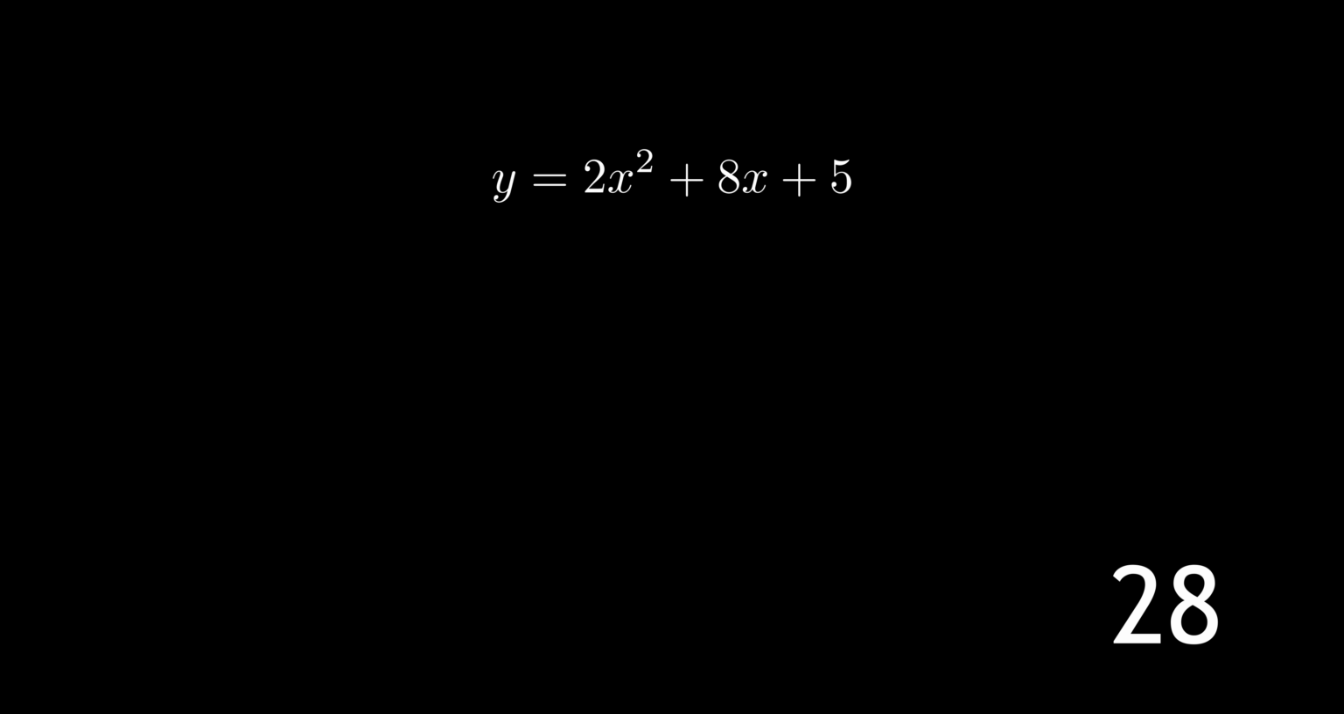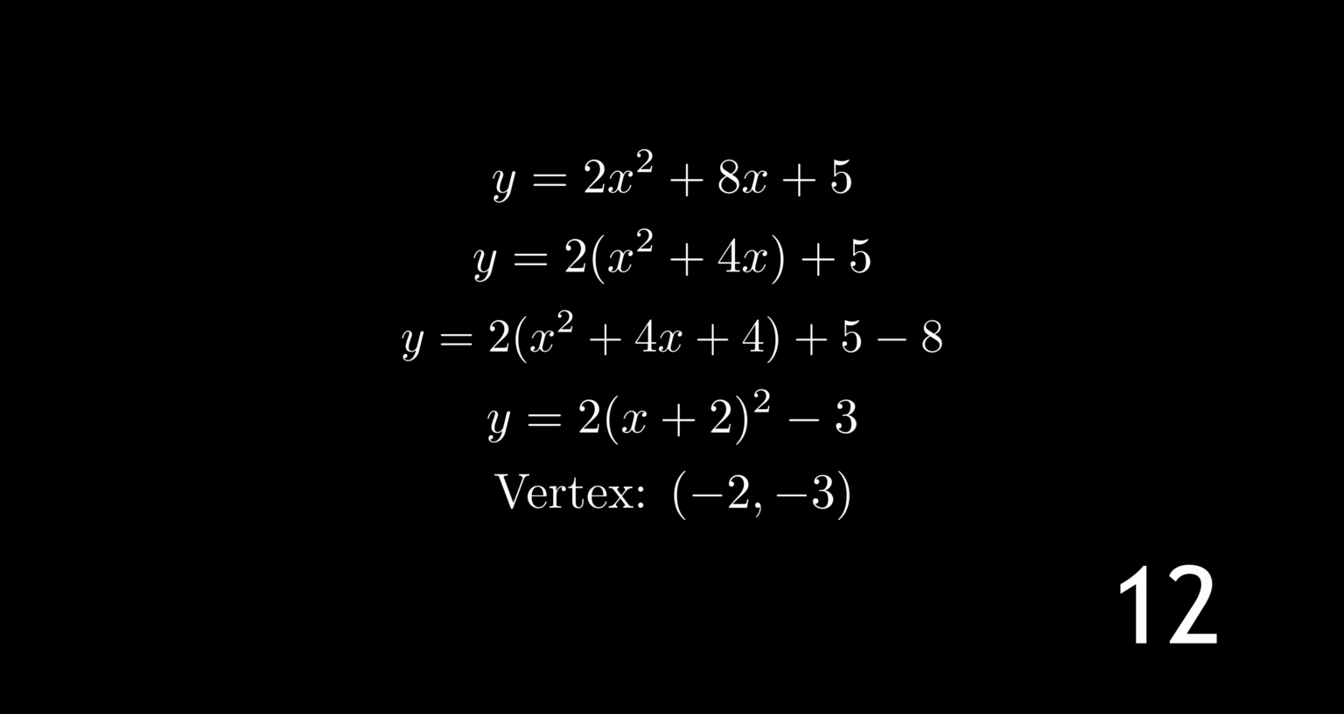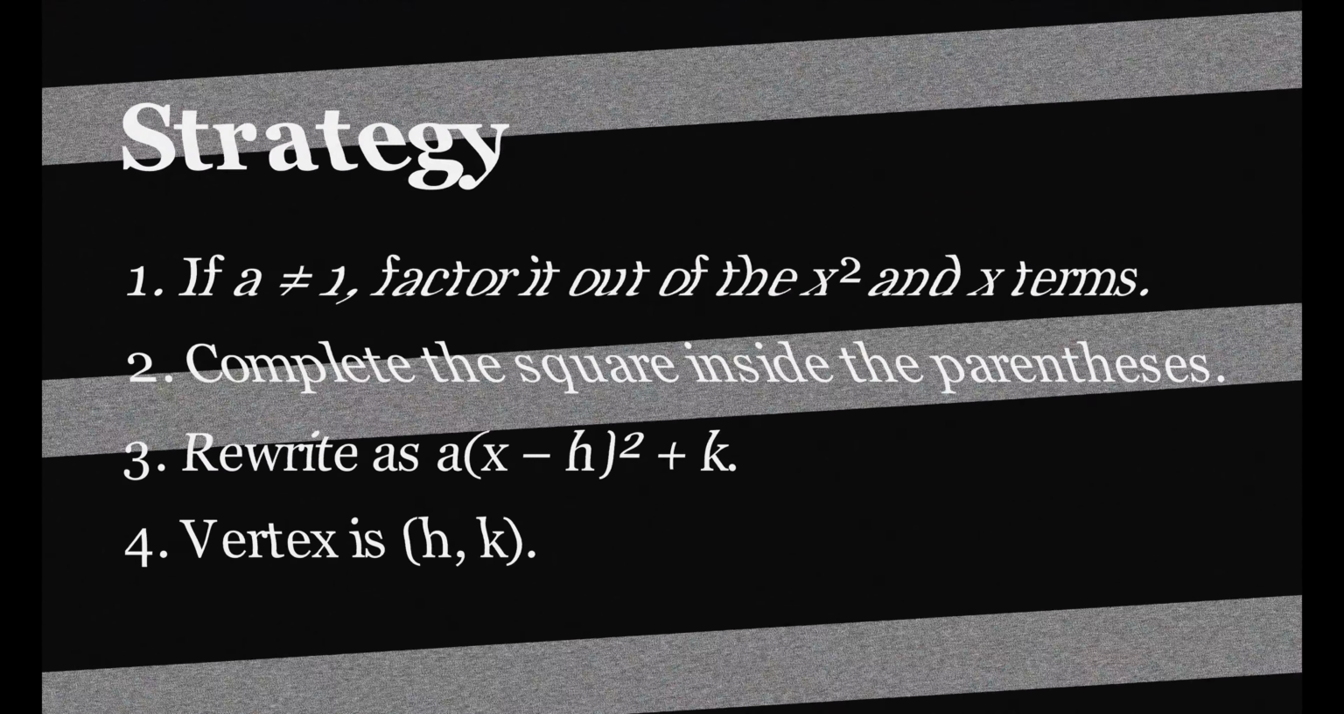Now watch this. We rewrite it step by step into y equals 2 times the quantity x plus 2 squared minus 3. And suddenly, without graphing anything, we can read the vertex directly. -2, -3. That single rewrite gives us the exact turning point of the parabola. So the real question is, how does this work? And why does it work? Let's rewind and build this properly.